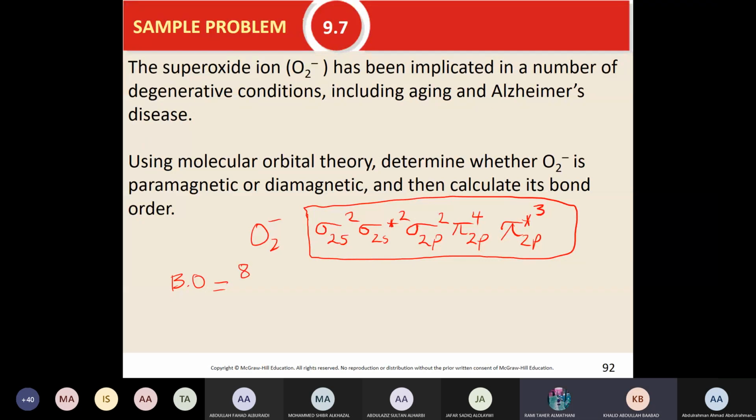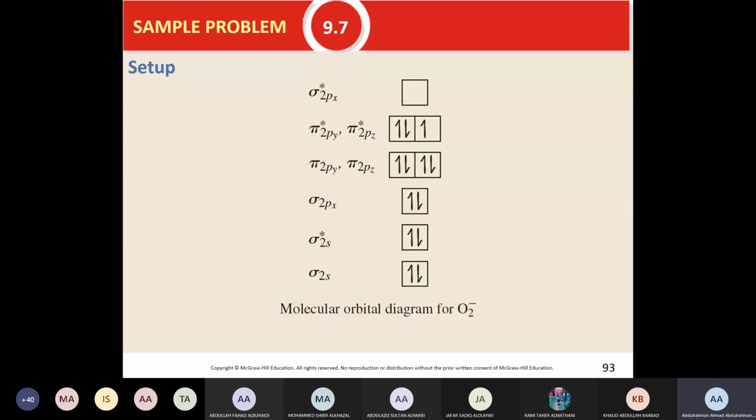8 minus 5, over 2, is equal to what? 1.5, or 3 over 2. Clear? You should know this yourself, and that's the shape you're supposed to have. But as I said, I'm not going to give you this in the exam. You should know it by yourself.